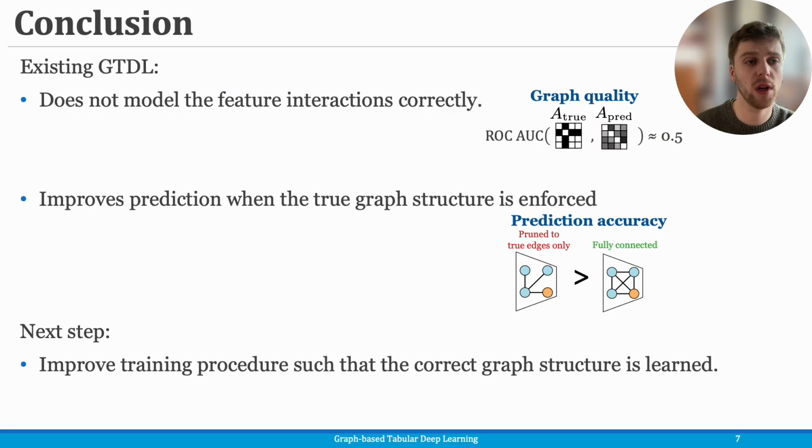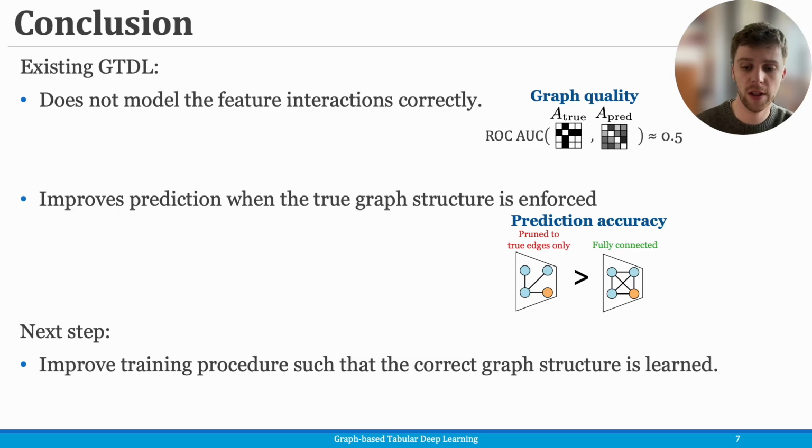So, to summarize, existing GDTL methods do not model the feature interactions correctly, because the ROC AUC is around 0.5. Furthermore, it improves prediction when the true graph structure is enforced. So there are several ways how we can improve this work. One of them is to use more real-like data.